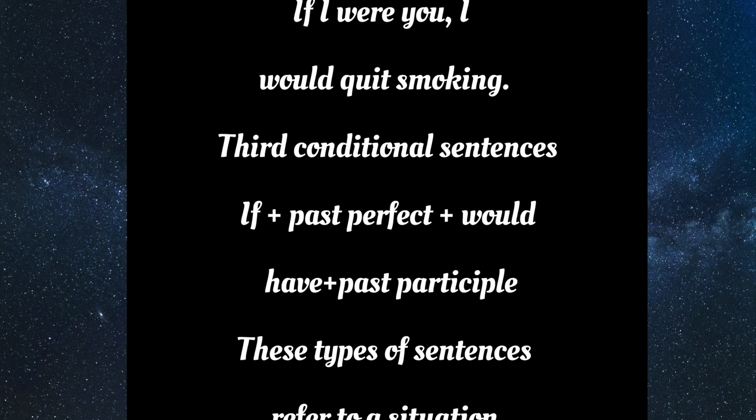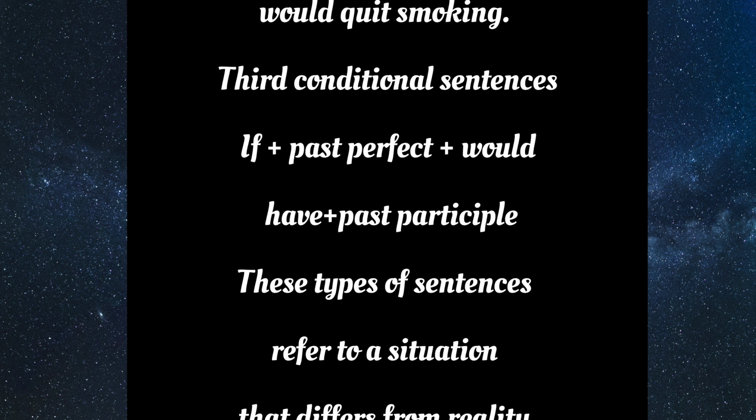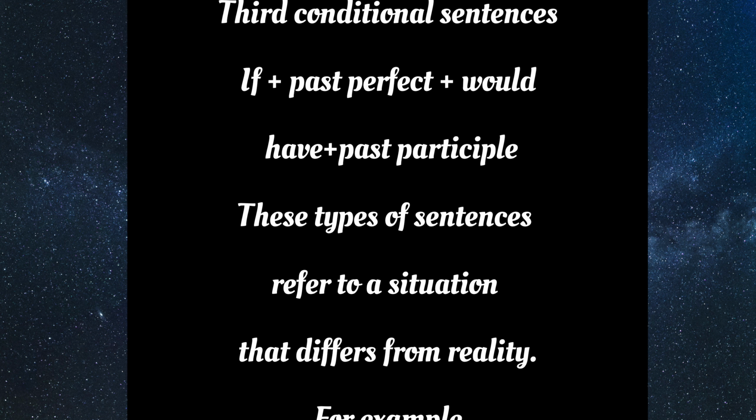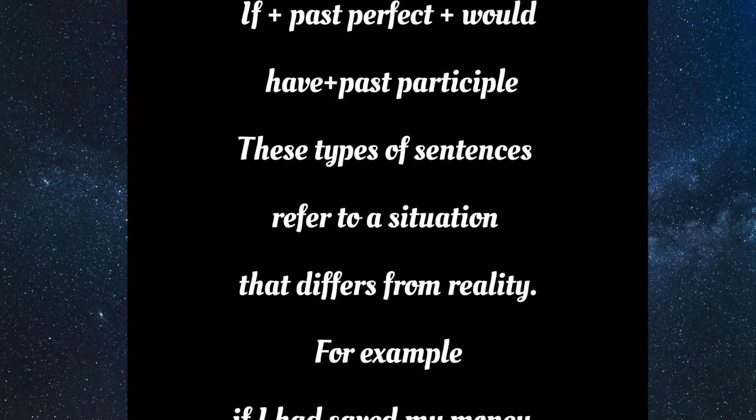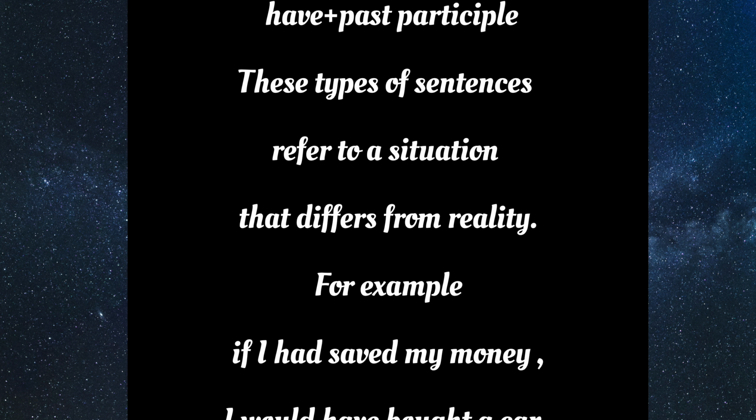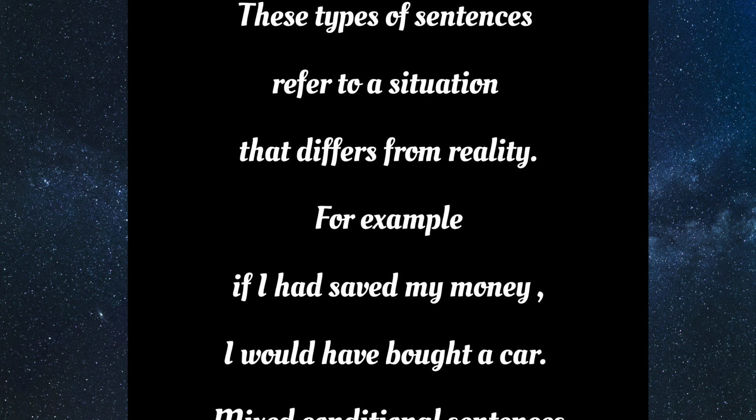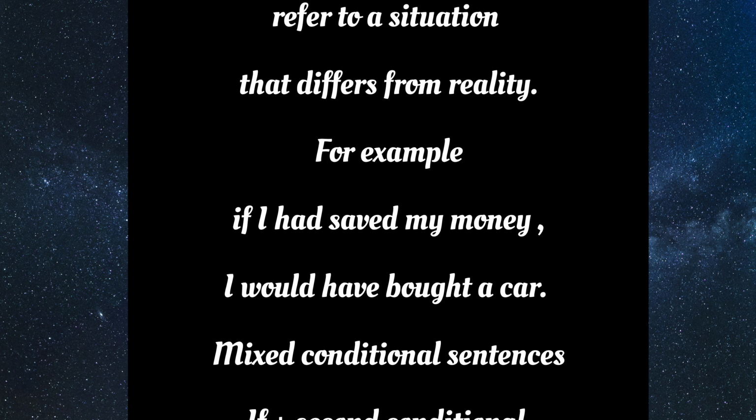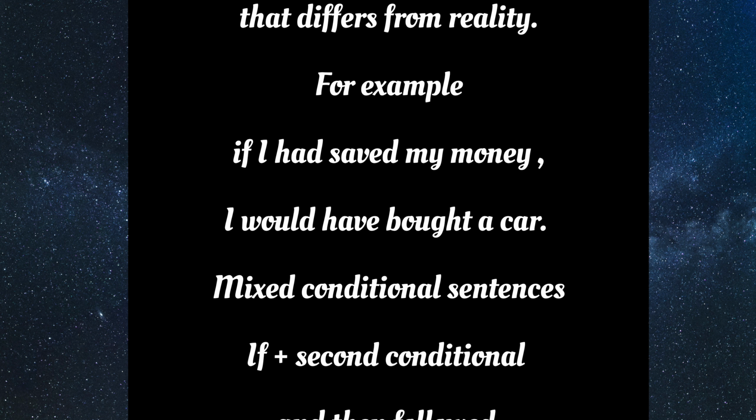The next type is the third conditional sentences. The construction of these sentences always starts with if, followed by the past perfect tense, then would have, and then the past participle. These types of sentences refer to a situation that differs from reality. For example, if I had saved my money, I would have bought a car.